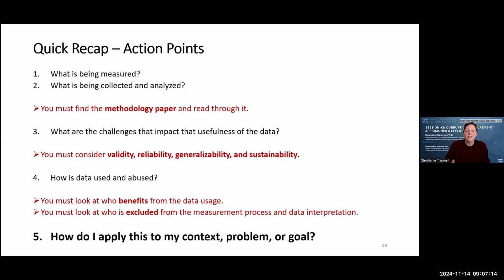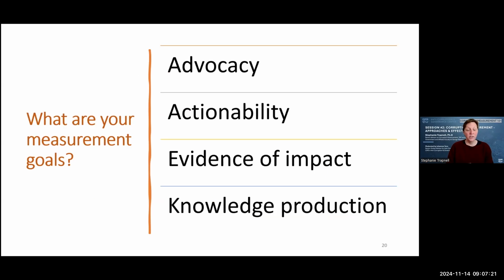Number 5, how do I apply all this to my context, problem, or goal? Possibly the reason that you are all here. So basically, you start with what are your measurement goals? What are your goals for using this data? And I have grouped them into 4 categories here.